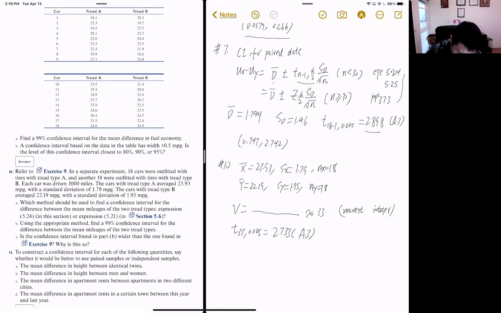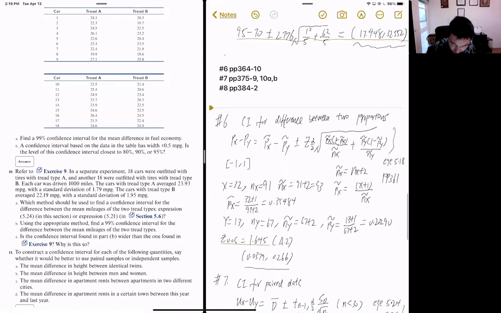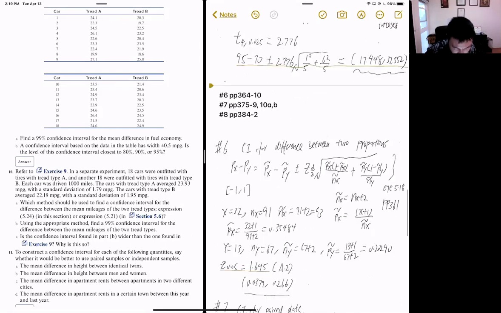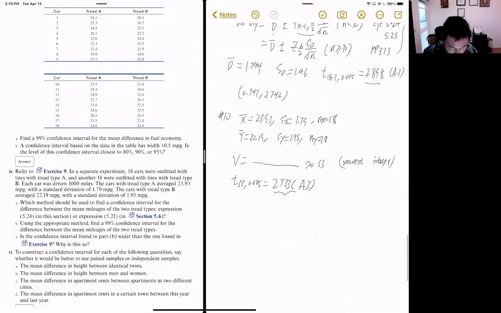Okay, from table 8.3, the number is this. And then we plug the number into this equation. So the answer will be this.